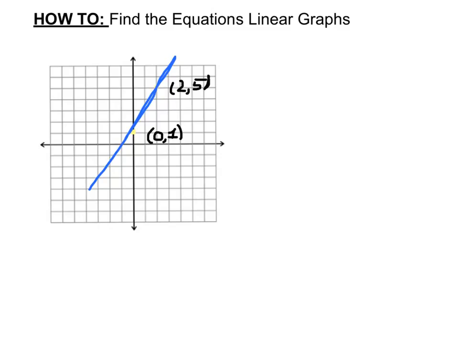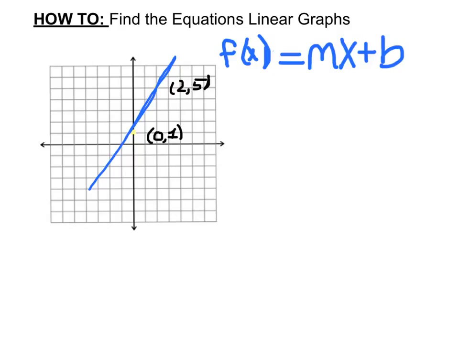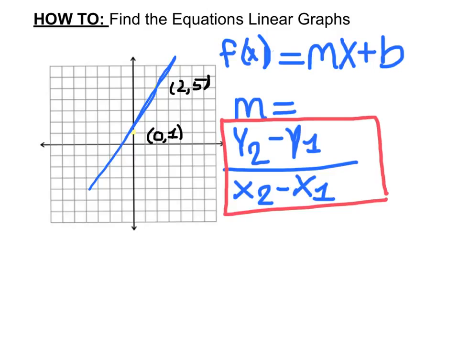We can also find the equations of linear graphs by simply looking at the graph. Here we have our linear function f of x equals mx plus b. In order to find the equation for this graph, we need to find the slope, or m, and the y-intercept, or b. To find the slope, we can either monitor the rise over the run, or we can use the formula y2 minus y1 over x2 minus x1 if we have 2 points. Today's our lucky day because we have 2 points, so we can use this formula.